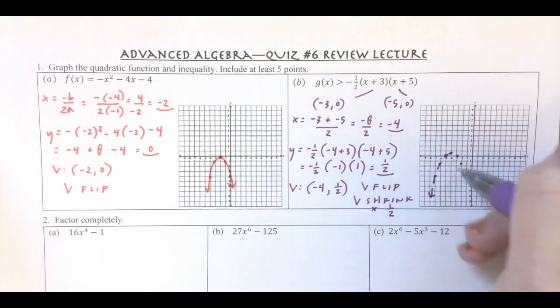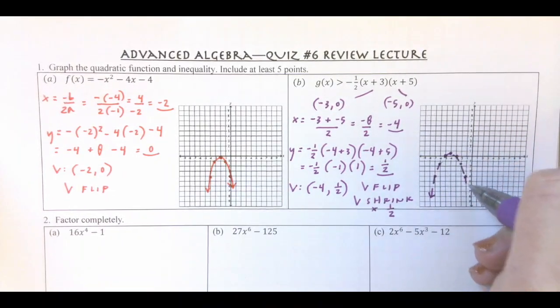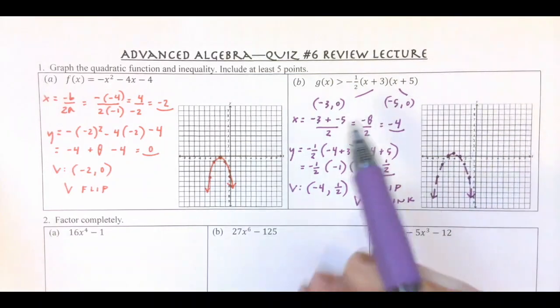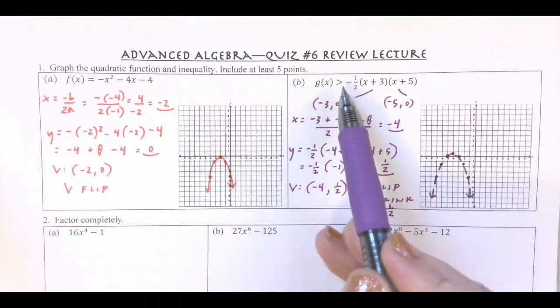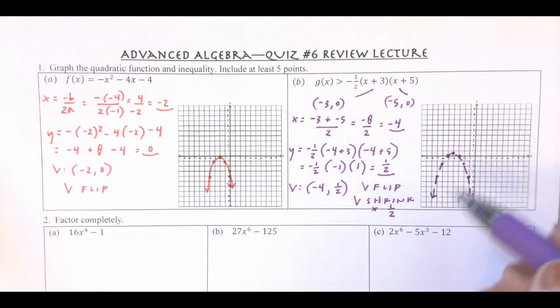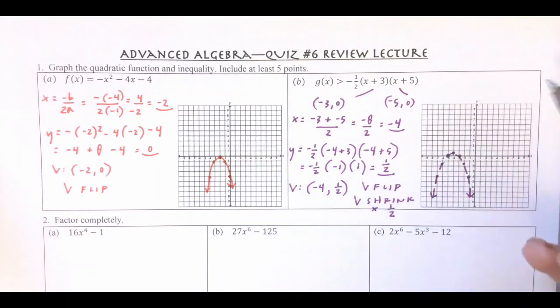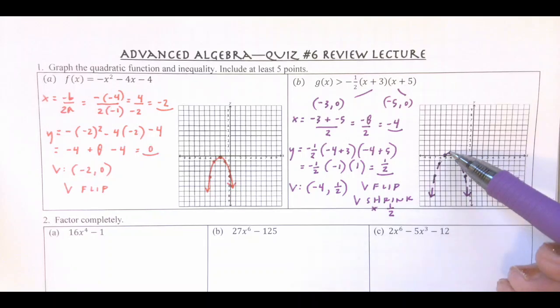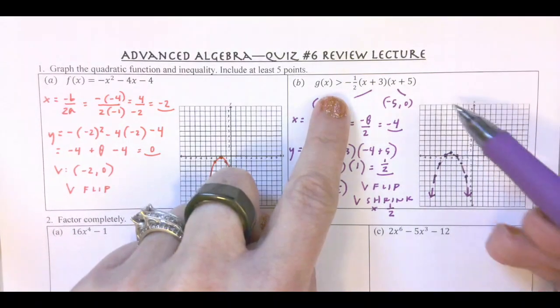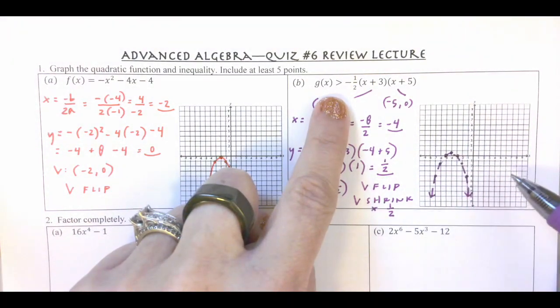Okay, I'm graphing the quadratic dotted because it's saying greater than, not equal to. So that part is dotted. And if I go to where the vertex is, the fact that it says greater than, I'm going to shade in that above and all around region.